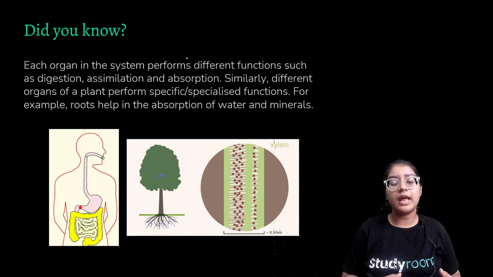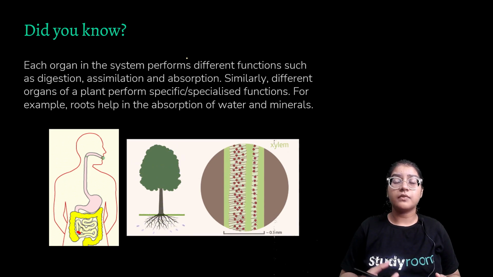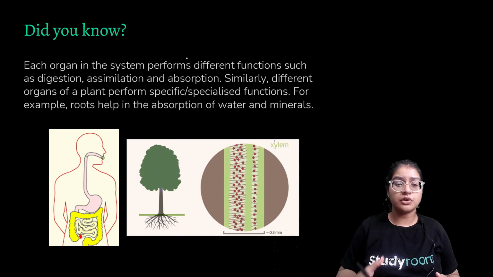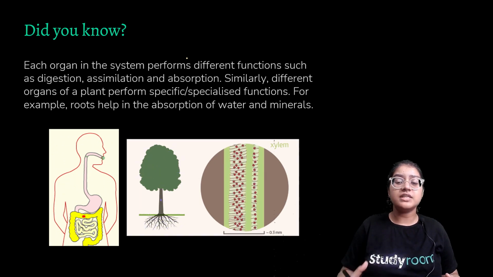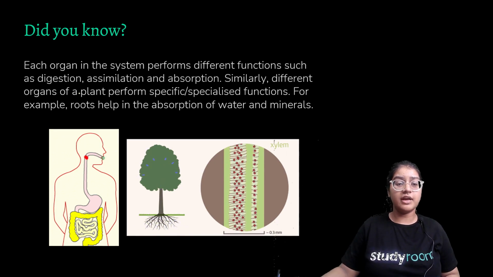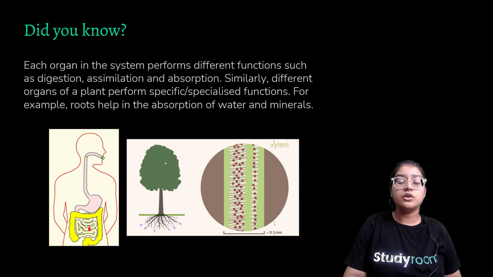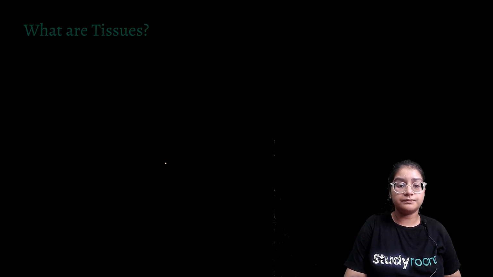For example, roots help in the absorption of water and minerals. Roots have cells which absorb the water. So every cell is specialized to do an activity. You can see here we have a digestive function which is shown here. Then we have a plant's roots. So everybody performs different functions.